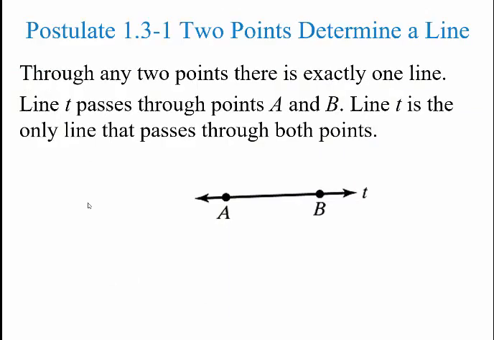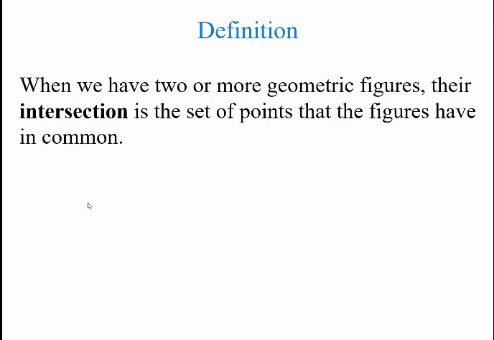All right, through any 2 points there exists one line. This is our first postulate, by the way: 2 points determine a line. Through any 2 points there is exactly one line. Line T here passes through points A and B. Line T is the only line that passes through both points. There's no other way you can draw a straight line that passes through 2 points.